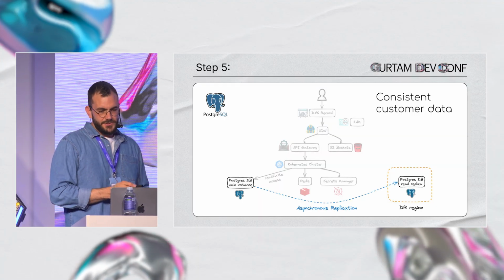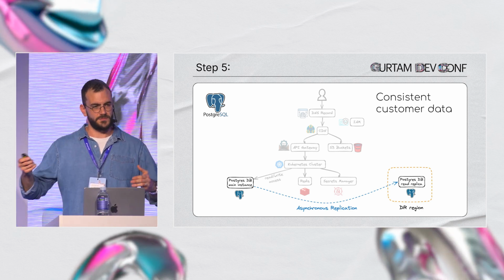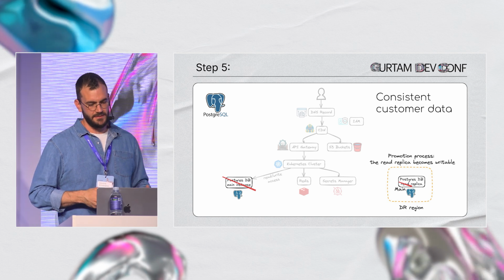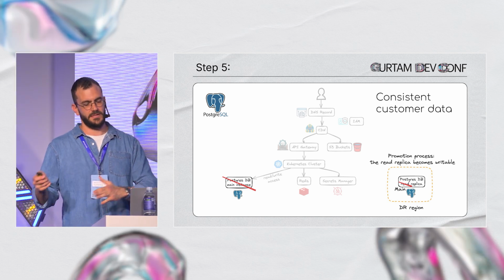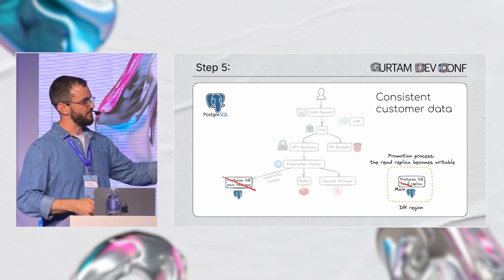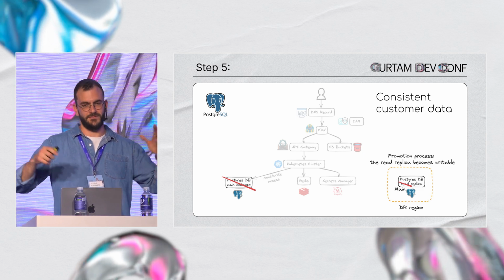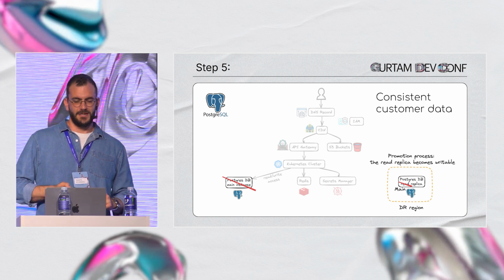Once there's an issue and the main region goes down, we promote the read replica to be the main replica, and the previous main database is out of the picture, and now the read replica becomes writable. And then, as I will show you now, we just need to craft all the environment around this database in the disaster recovery region.